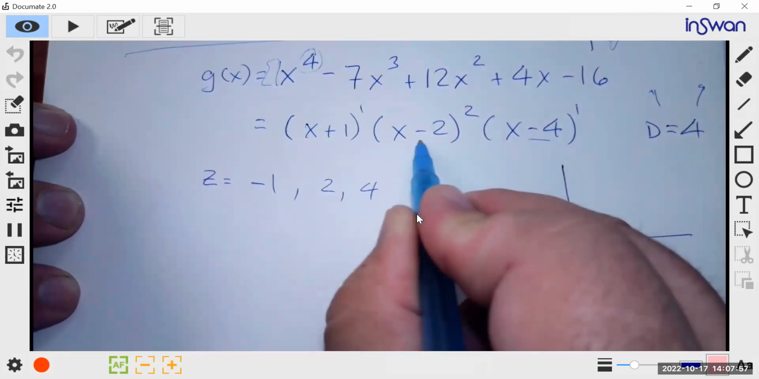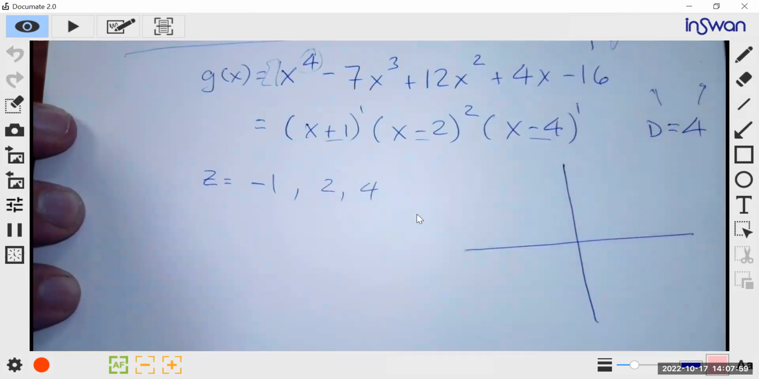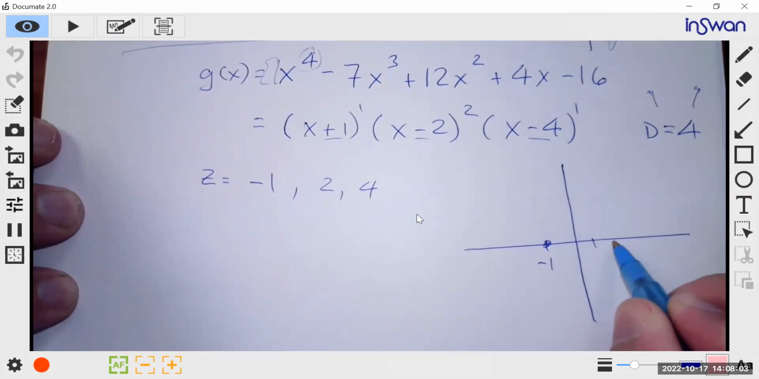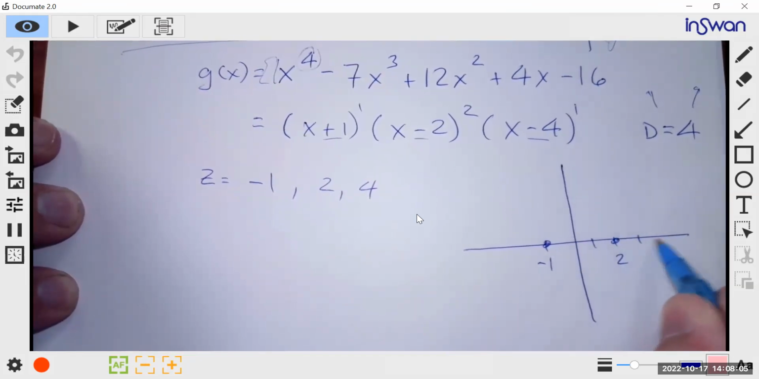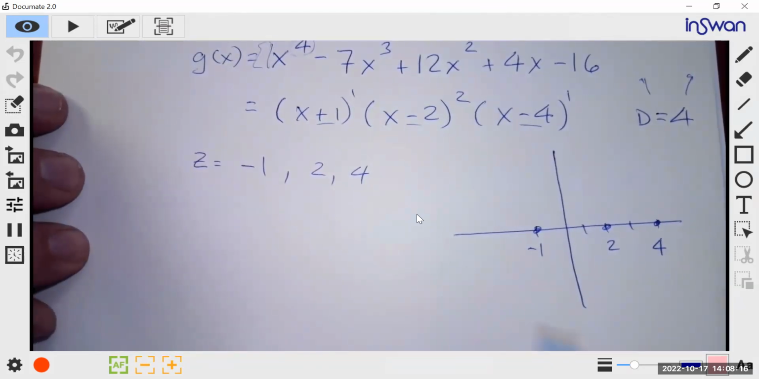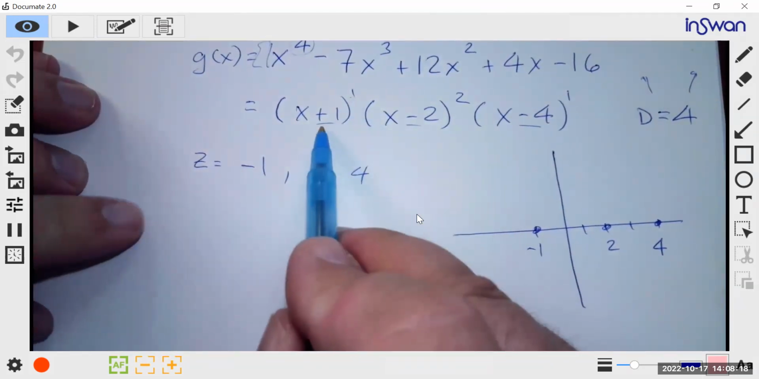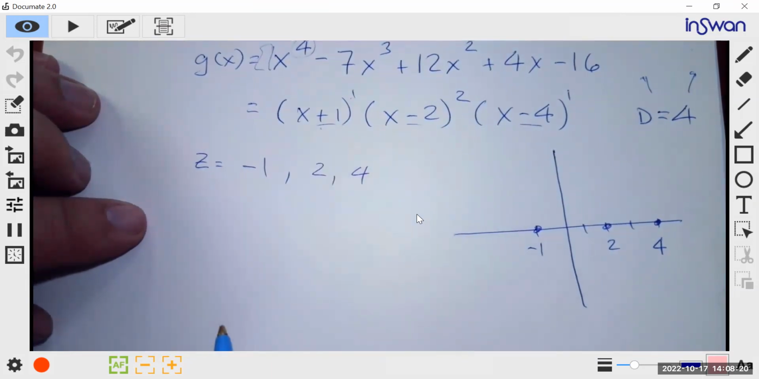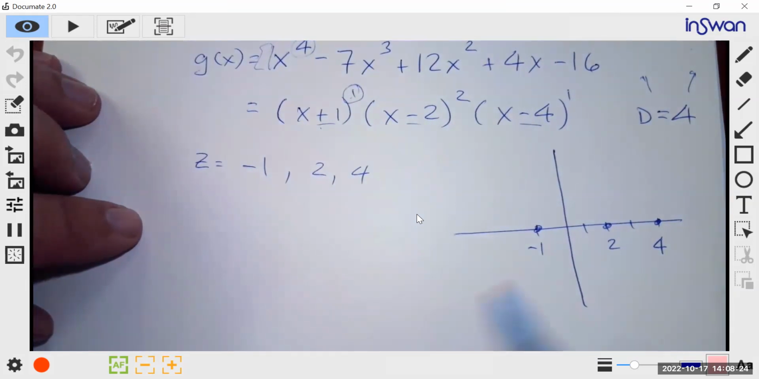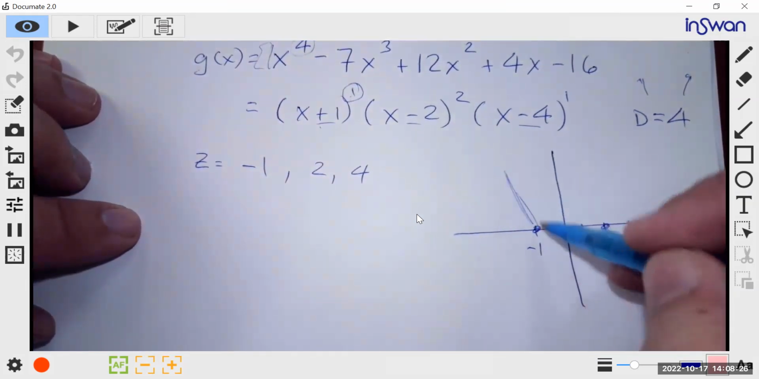It's opposite sign. So +4, +2, -1. So at -1, we have an x-intercept. At 2 and at 4. Okay, what happens at x equals -1? Is it bounce or cross? Yeah, because its multiplicity is 1, we know it has to cross.